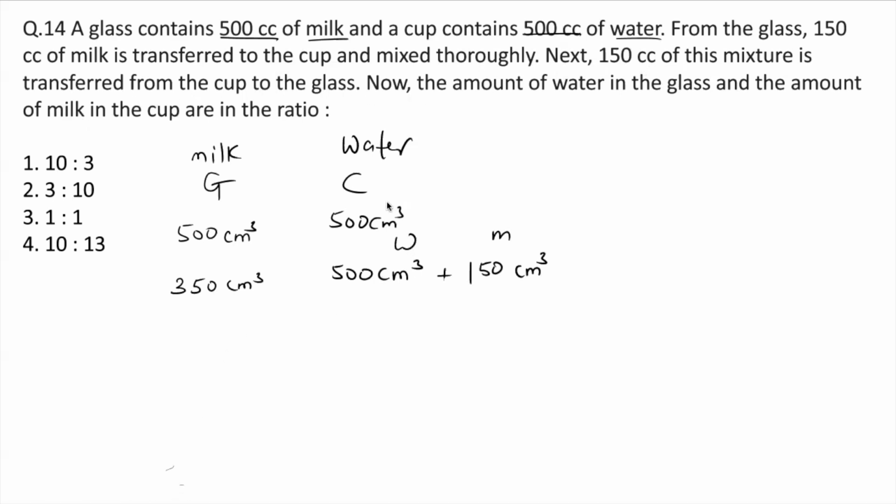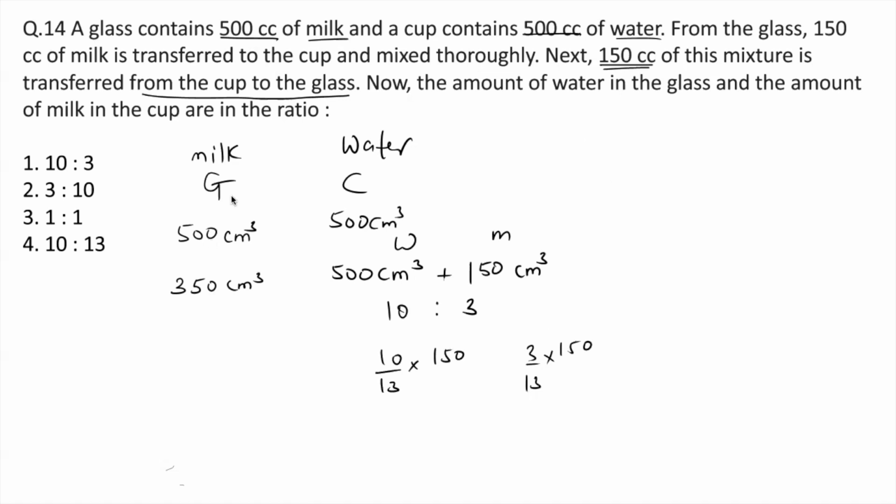So in the cup, water and milk are in the ratio 500 is to 150, cancel the zeros, 5 is to 1.5, that is, 10 is to 3, right? So when 150 cubic centimeters of this mixture is now transferred from the cup to the glass, then the amount of water that will leave the cup will be 10 by 13th of 150, right? And the amount of milk that leaves the cup is 3 by 13th of 150.